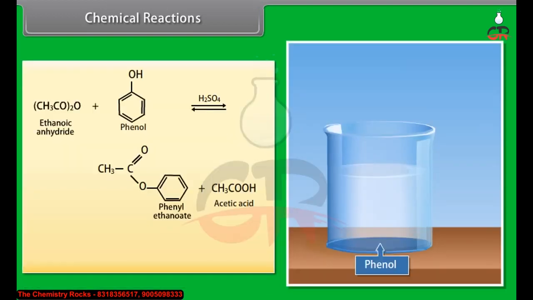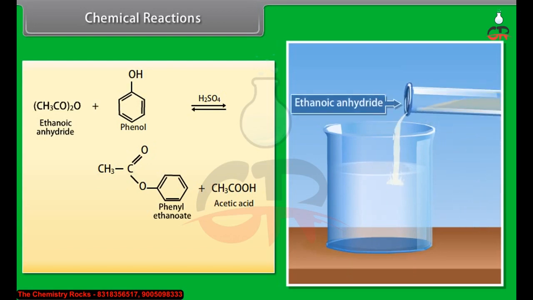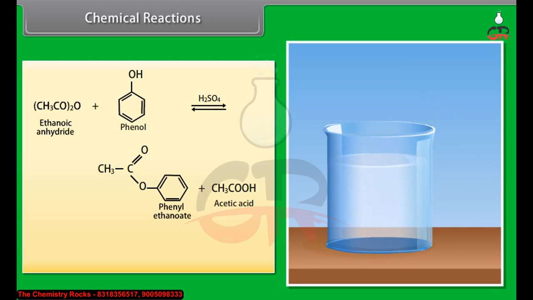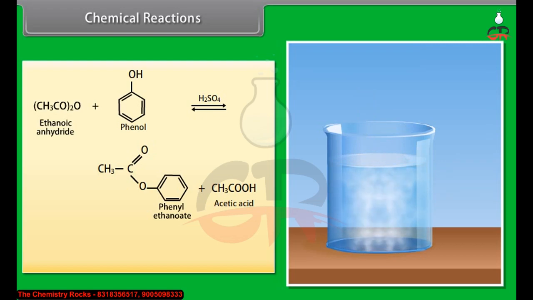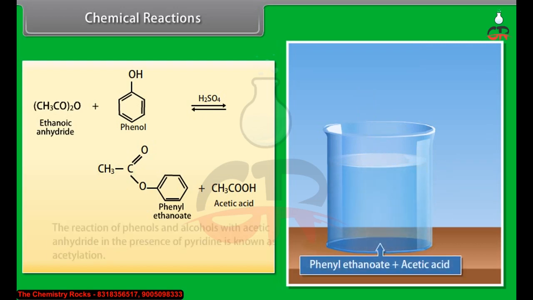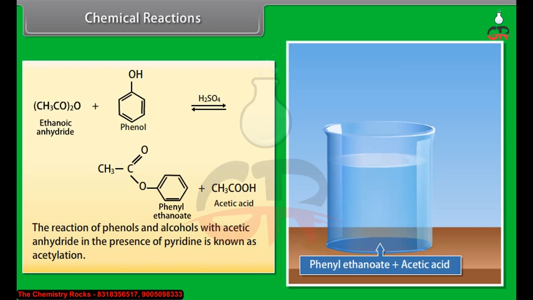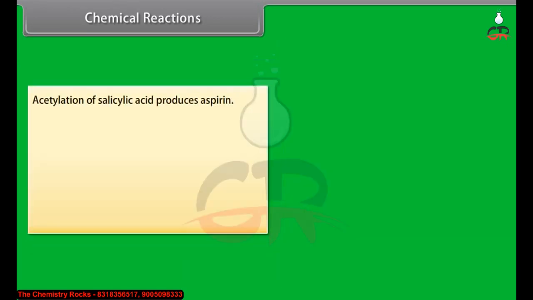Ethanoic anhydride reacts with phenol in the presence of sulfuric acid to form phenyl ethanoate and acetic acid. The reaction of phenols and alcohols with acetic anhydride in the presence of pyridine is known as acetylation. Acetylation of salicylic acid produces aspirin.